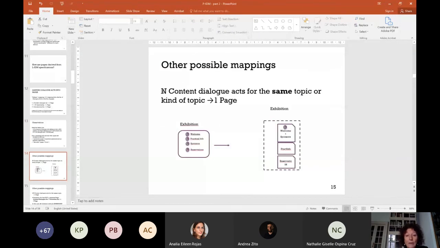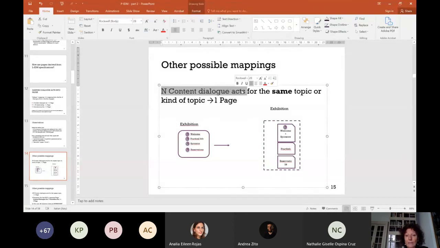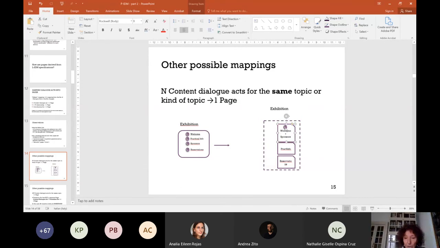The other possible mapping is that you have n dialog acts, for example, for the same topic, and you move them into one page. Like in this case, you say, okay, in my website the exhibition is composed of 1, 2, 3, 4 dialog acts. I don't want to put them each in a single page, they're too small. I want to put welcome plus sponsor in one page. I want to put practical info in another page. I want to create a separate page for reservation. So I have grouped two dialog acts here into one page. I anticipate something about the notation. So pages have this kind of shape.